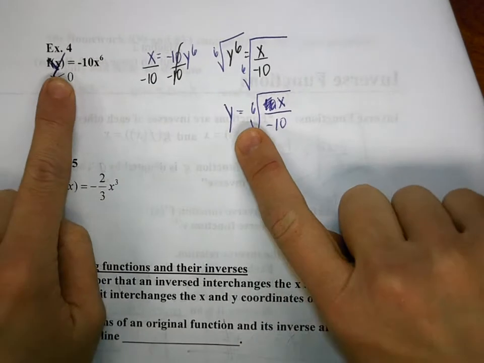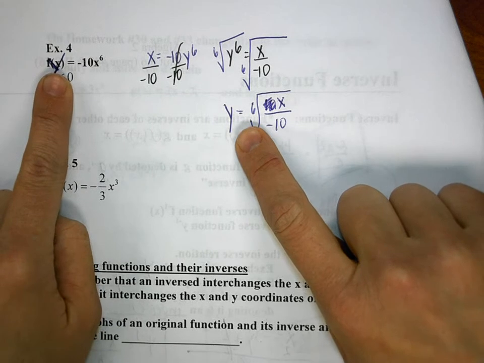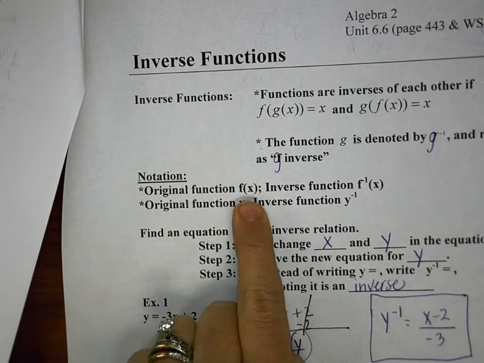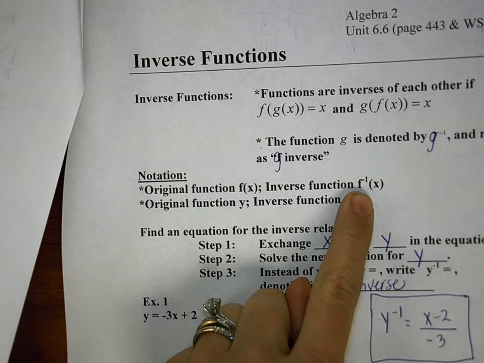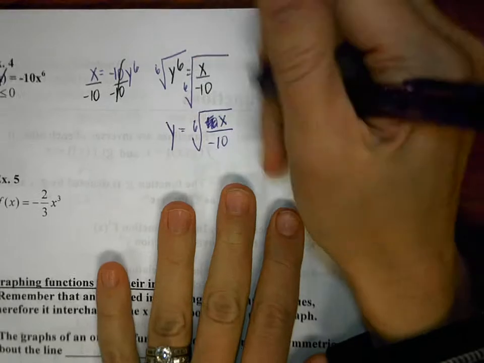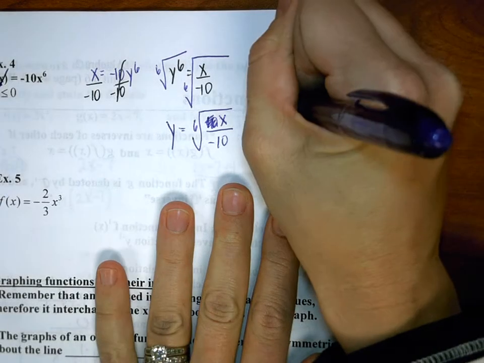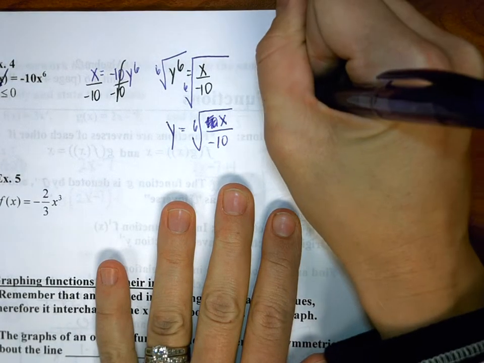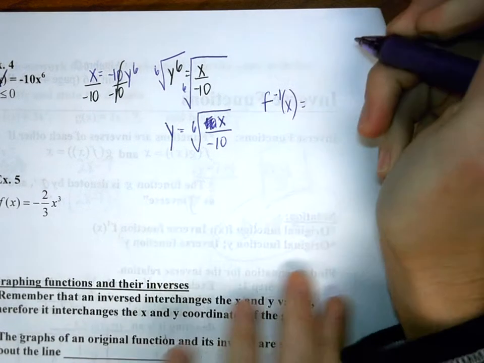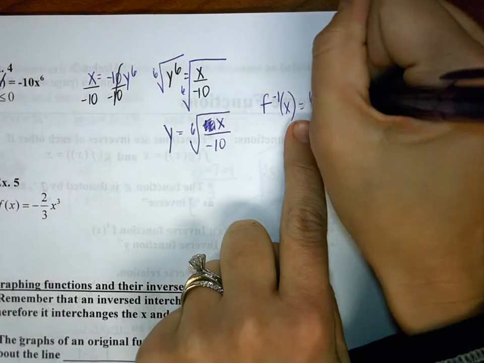So my original problem is f of x. Whenever you're doing inverse, if you go back to the beginning of our notes, if I have f of x originally, my inverse will be written as f to the -1 of x. So on this problem, I'm going to write it as f to the -1 of x equals, and then we have our answer, which is the 6th root of x over -10.